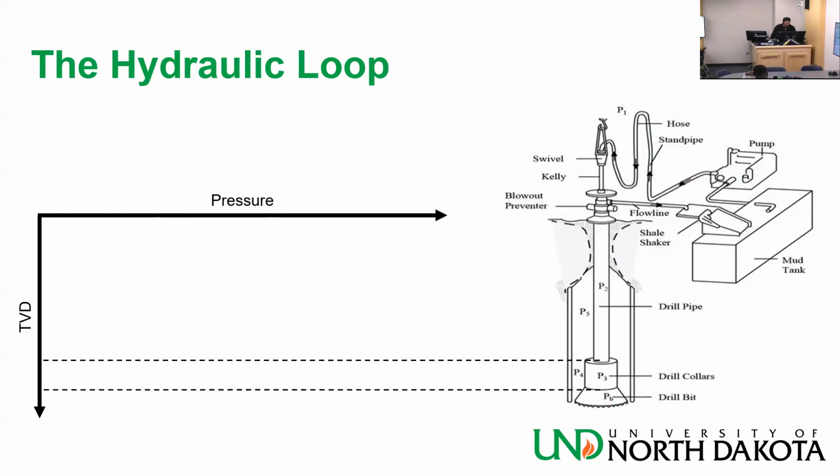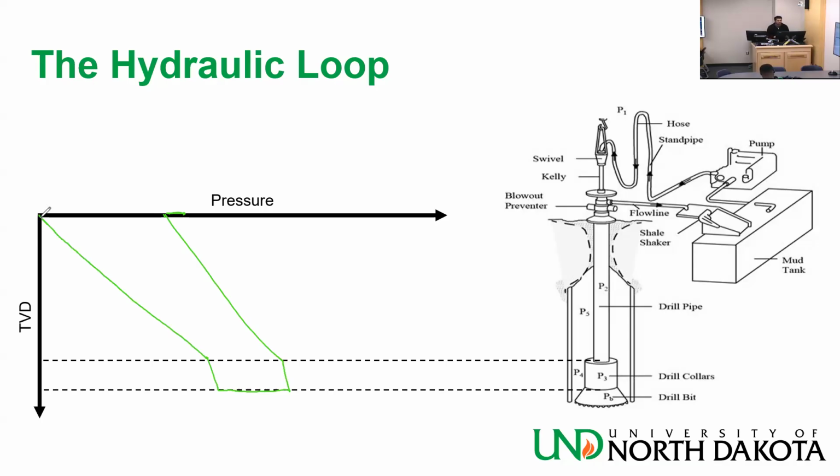Now, I also wanted to ask you a question. Okay, let's draw the hydraulic loop again. We said we start from the surface, we go to the left, then we go down, then it's steeper. I didn't make it very correct. And then you go like this, and then you go like this, and then you go up.